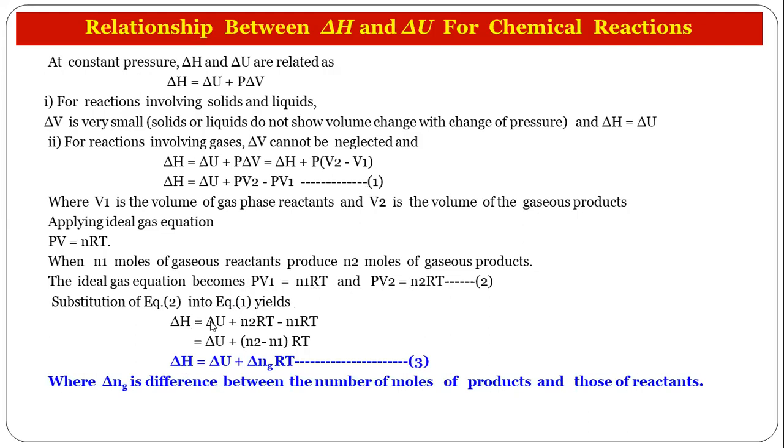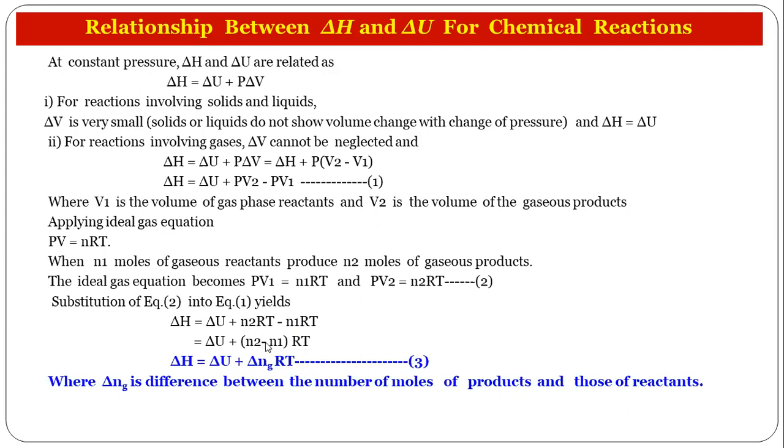So delta H is equal to delta U as it is. We keep this delta U as it is. Put the value of PV2, which is N2 RT, kept as it is, minus N1 RT. This N1 RT is the value of PV1. Again, by solving this equation, we will get N2 minus N1.